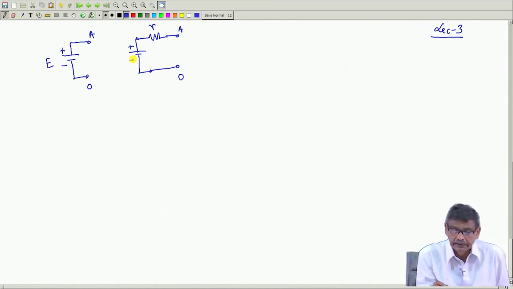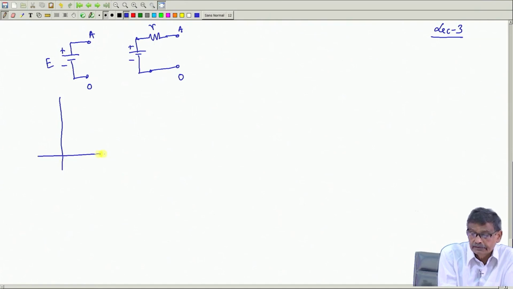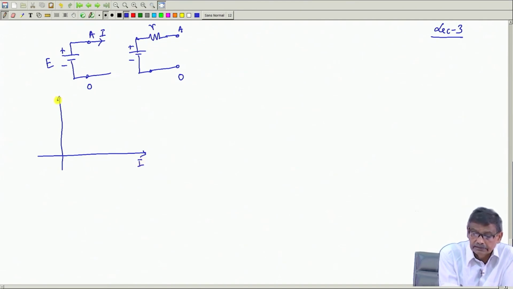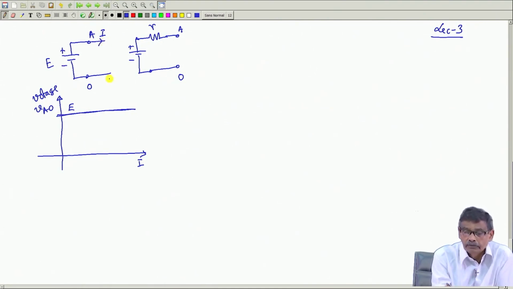and this is the EMF of the battery. And the characteristics of an ideal voltage source, if you sketch that it will deliver a current I. So, this axis is suppose I, this axis is suppose voltage VAO, I am sketching the potential of A with respect to O, and VAO will be constant at E. This is the characteristic, no matter how much current you draw.